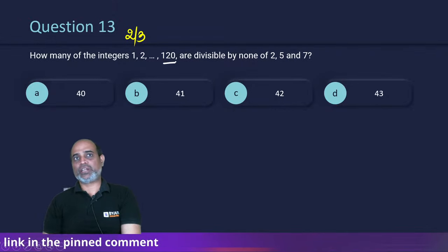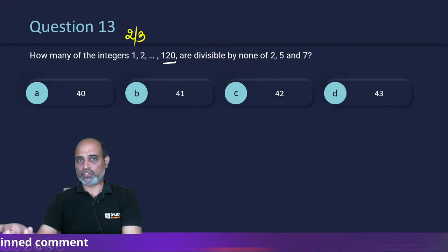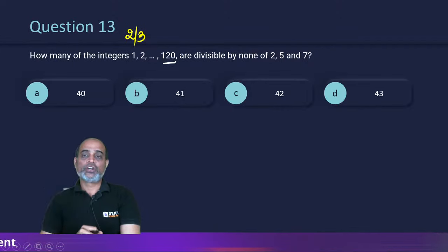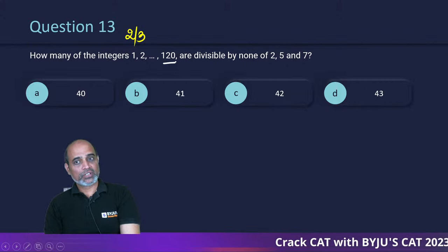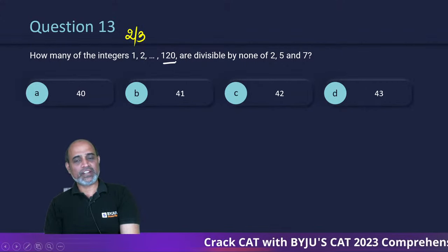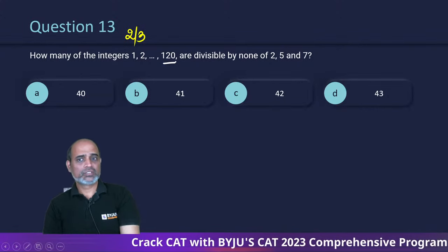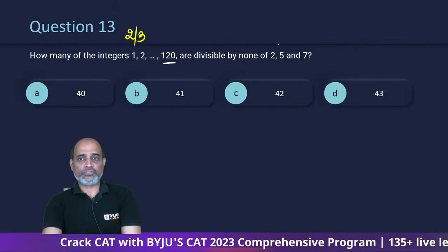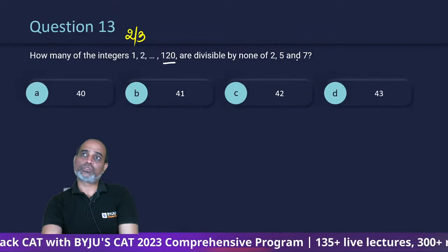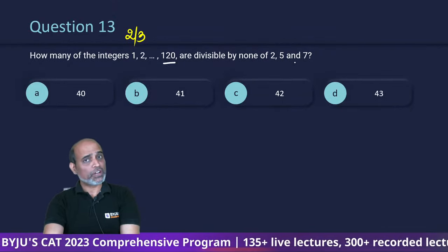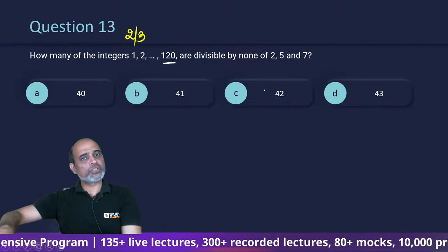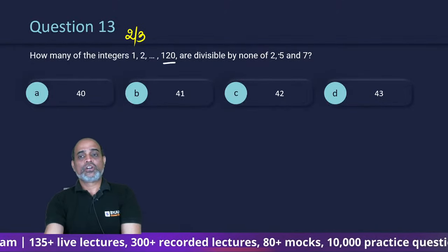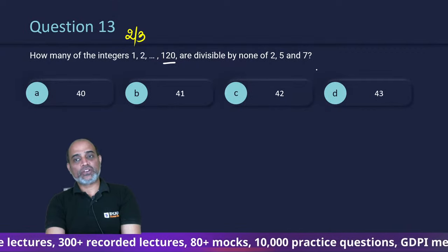So which number, before 120 or after 120, completely up to you, is divisible by all three of them? So it turns out to be 105. No, it's 70, right? 140. 2 into 5 into 7 is 70, isn't it? So 140 comes in the table of 70. So what I will do is I will solve up to 140 and later deduct from it. So how many numbers are divisible by none of 2, 5 and 7?